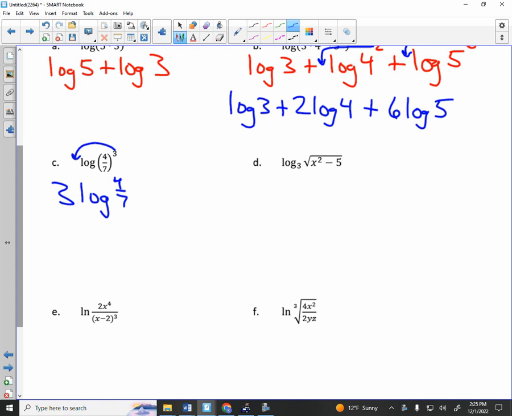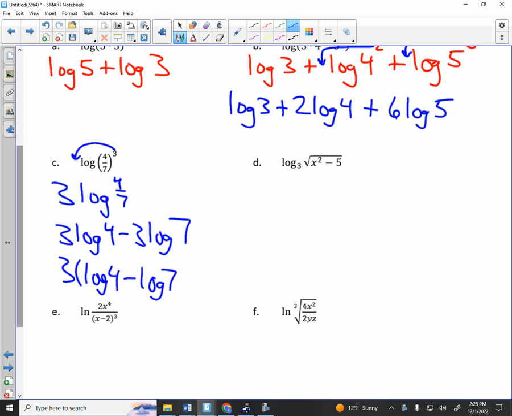See how the 4 and the 7 are being taken to the third power? So the 3 needs to attach to both. So 3 log of 4 minus 3 log of 7. Or you could write it as 3 times the log of 4 minus the log of 7. Whether you have it in parentheses out the front, either way is fine.